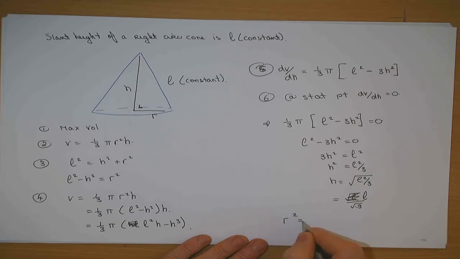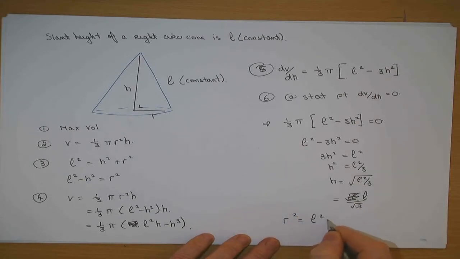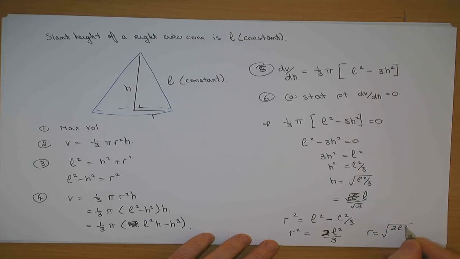Well, I know r squared is equal to L squared minus h squared. What's h squared? L squared over 3. r squared is equal to 2L squared over 3. So r is equal to the square root of 2L squared over 3. That radius and that height will give me what? The maximum volume of what? If you give me the slant height of a right circular cone. Different type of max.